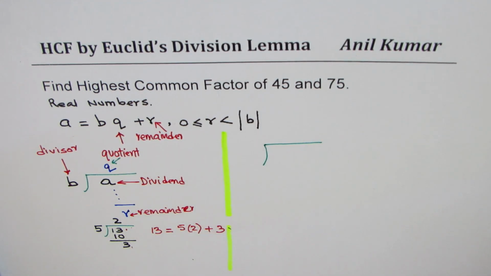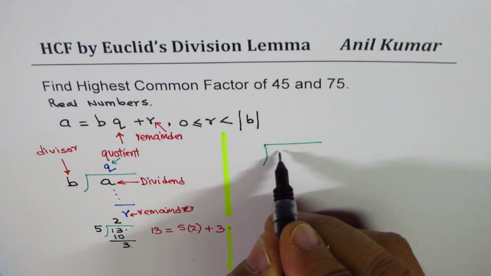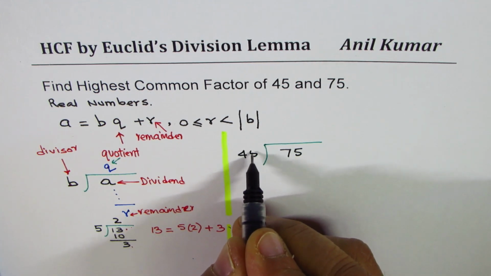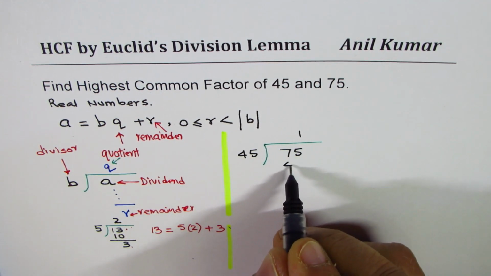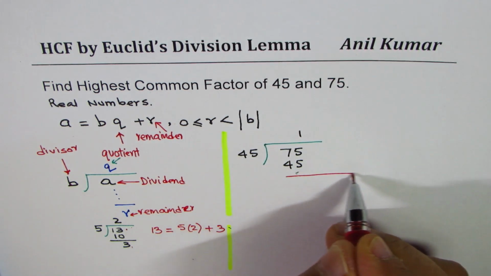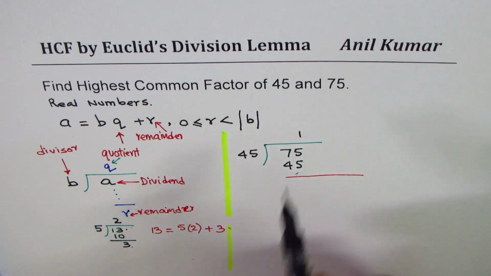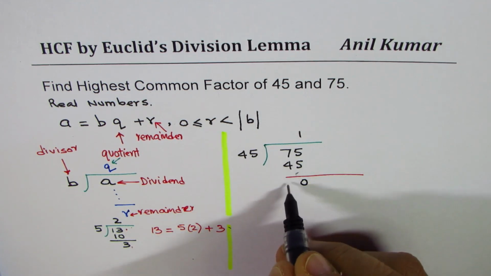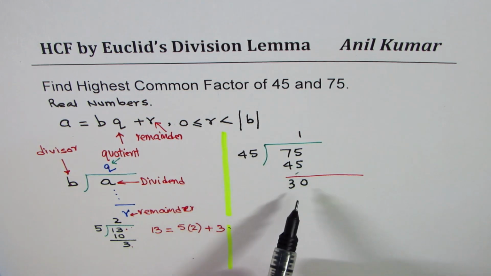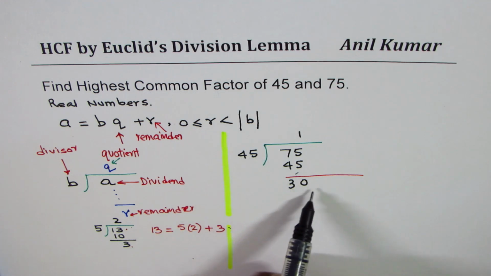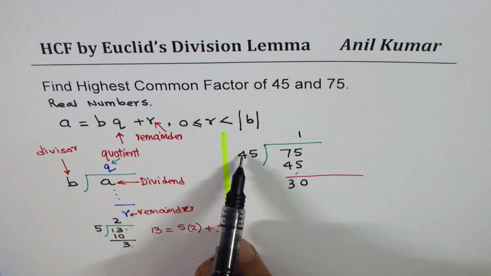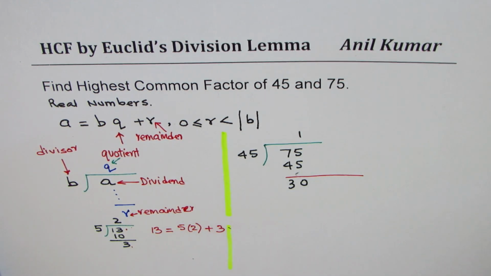So 75 becomes the dividend, right? And the divisor is 45. 45 times 1 is 45, and then you take away, and what you get here is the remainder, which is 30, right? Then you can repeatedly divide 45 by 30 now. So the divisor becomes the dividend and the remainder becomes the divisor. So they kind of switch the positions.